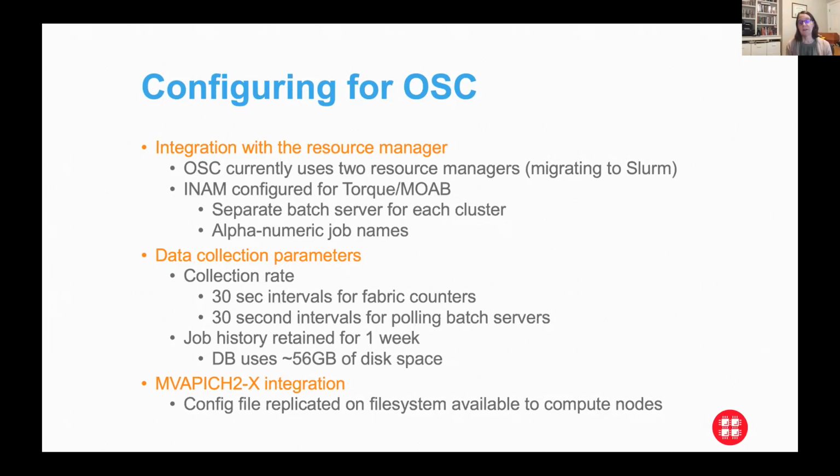Data collection parameters are tunable. We're collecting at 30-second intervals for the fabric counters and 30-second intervals for polling the batch servers. Right now we're retaining job history for about a week, and with that, our database is about 56 gigabytes. And then we replicate the configuration file on the compute node for the Embed 2 integration.